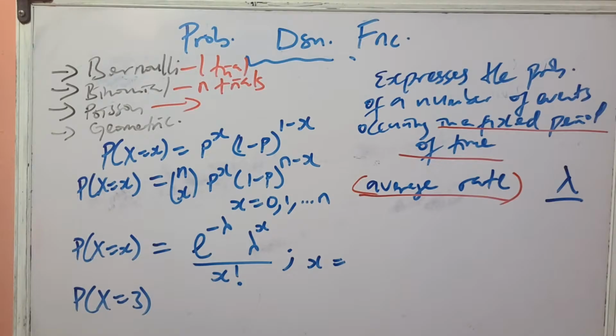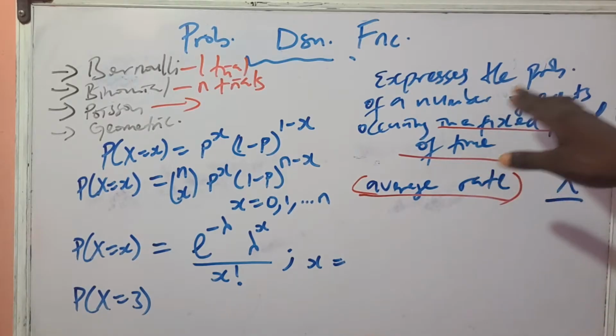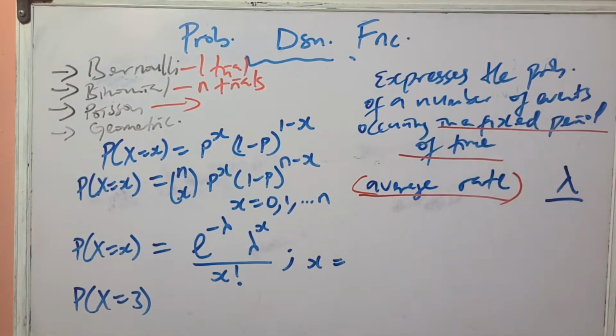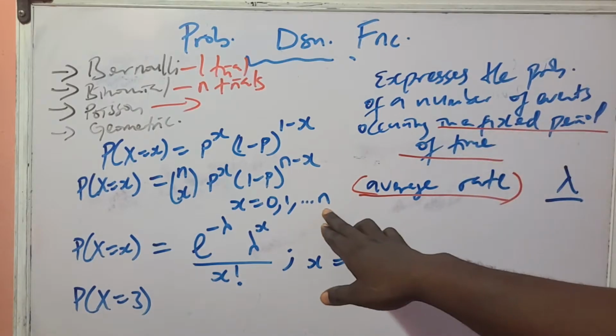Now, your value for x. In this case, you don't talk about number of trials. Let me tell you that. You can see that we have not said anything around number of trials because this has nothing to do with trials. This is, as I said, the number of events occurring in a fixed period of time. It's not about trials, so you don't have n here.